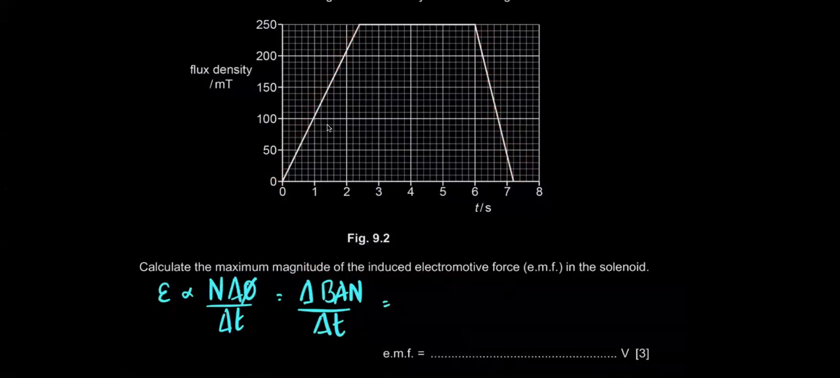So that obviously means the gradient. In both of these, the magnitude of the change in the flux density is the same. From here to here, this is increasing from 0 to 250. And in this portion, it is decreasing from 250 to 0. So if the changes in the magnetic flux density are the same, then for a greater rate of change, the time taken should be smaller. And that means that for the maximum magnitude of the induced EMF, I would need to select this part.